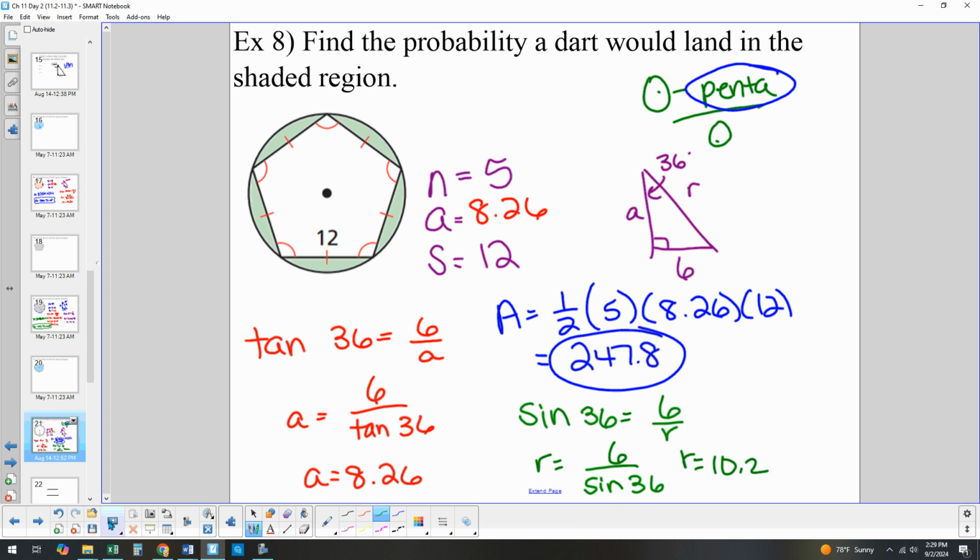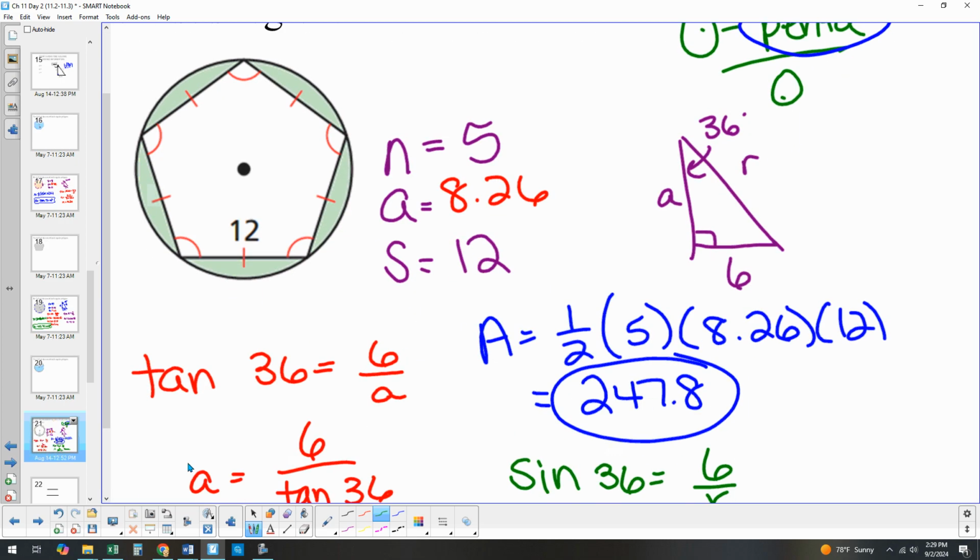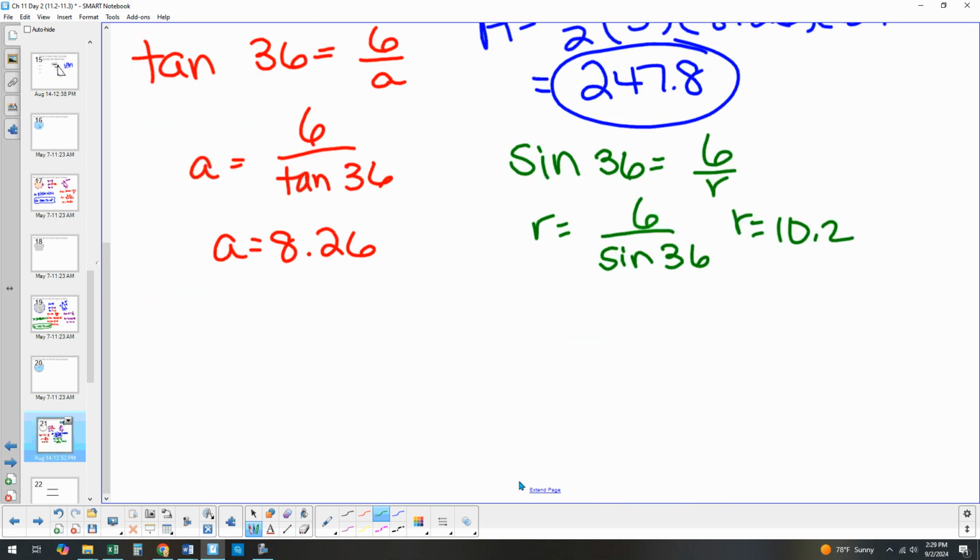I'm going to switch how this looks for a second, just so it doesn't get too small. So our circle area is pi times that squared. So our circle area is really 326.85. So that means my shaded part, circle minus pentagon, is going to be 79.05.